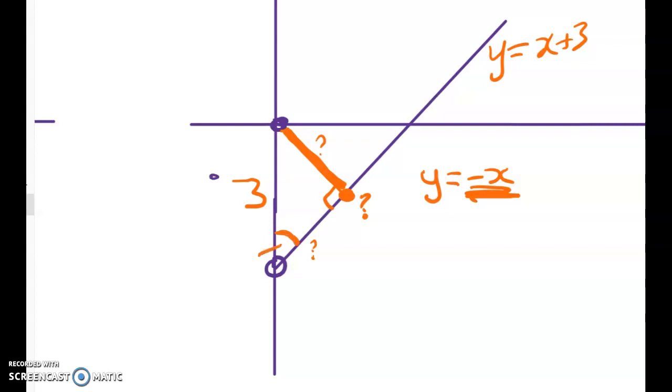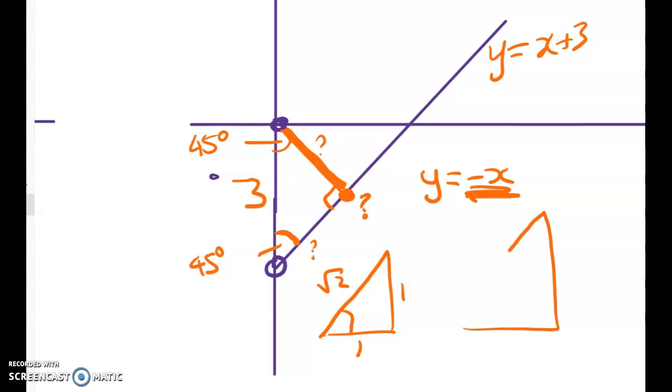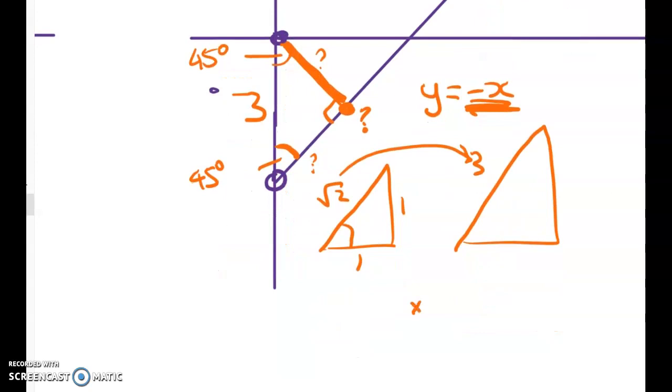But just by inspection, this angle here is 45 degrees, right? And this one here is 45 degrees. So the fastest way to do this is using similar triangles. This is my 1, 1, root 2 triangle, and the one that we want has got my long side being 3. What did I do to the root 2 to get it to be 3? Well, I times it by 3 and I divided out the root 2. So that means that these two sides must each be 3 over root 2.